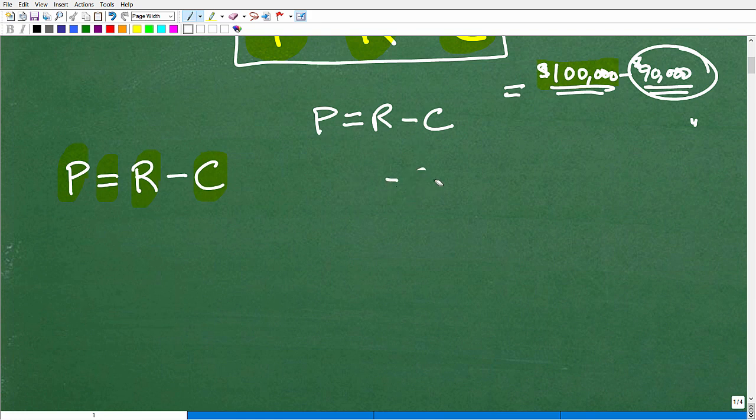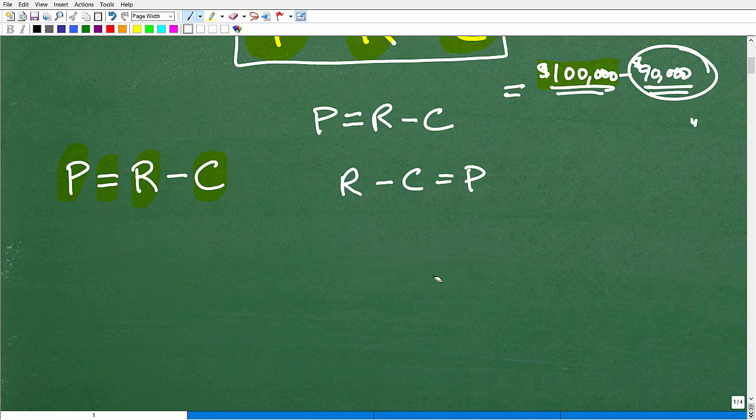Okay, so how can I do this? Well, I know that the left-hand side is equal to the right-hand side of an equation, and the right-hand side is equal to the left-hand side. So I'm going to go ahead and write this P equals R minus C this way. R minus C is equal to P. It's the same thing as P is equal to R minus C because I want to solve for C.